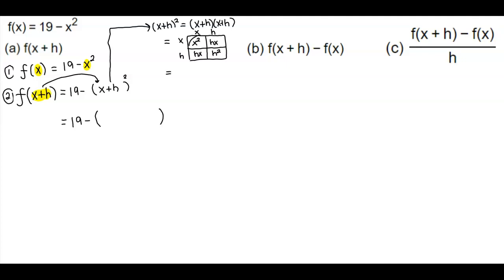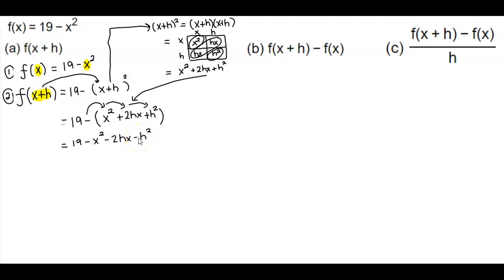Now we need to combine like terms now that we multiplied. So we have x squared, combine those two, since there's 2 of them, is plus 2hx, and then plus h squared. Now that's what's going to go in here. So we have x squared plus 2hx plus h squared. Now the next step is, in order for us to solve, we need to distribute the minus sign to all 3 of those terms. So we end up getting 19 minus x squared minus 2hx minus h squared. So that's what we get for f of x plus h.